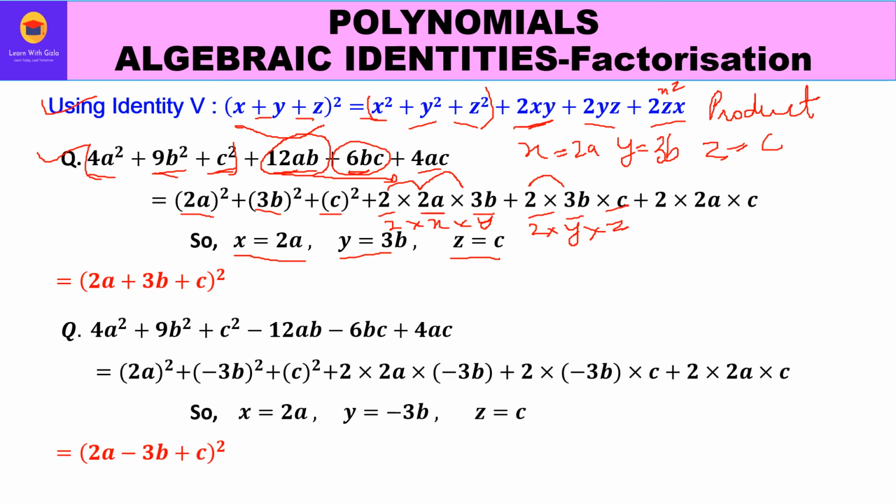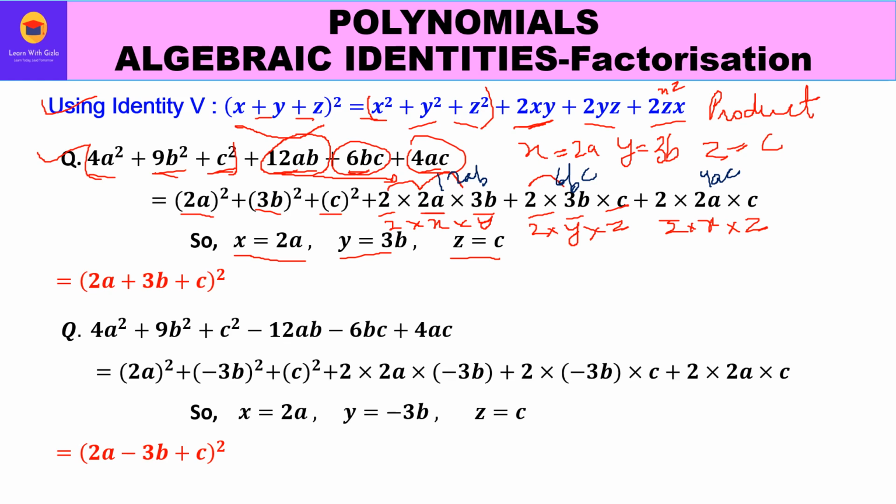Now next is 4ac. Let us see how to split it. Isn't it 2zx, or 2 into x into z, right? x is 2a, z is c. 2 into 2 is 4, and a into c is ac. So 4ac has been split over here, right? So if you observe, this is your 12ab, this is your 6bc, and this is your 4ac.